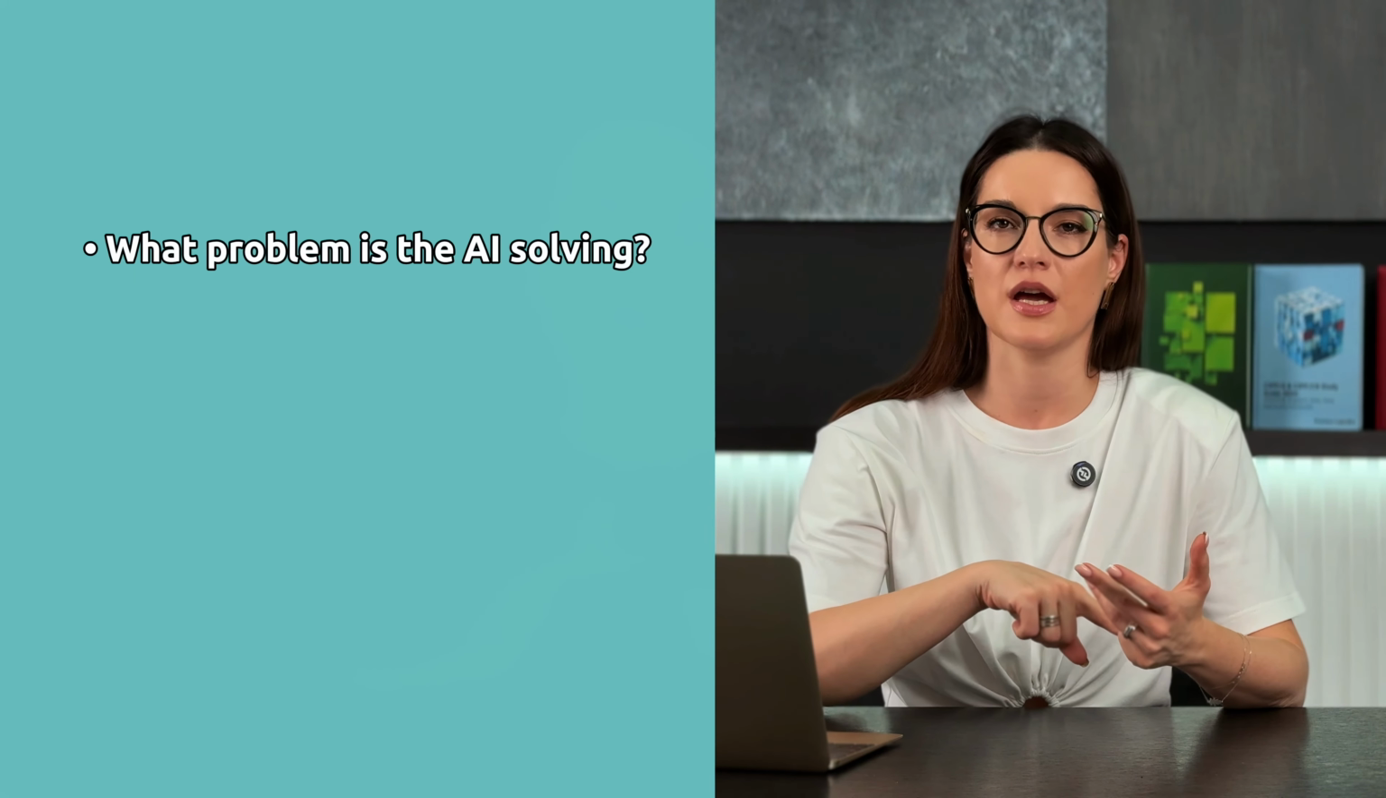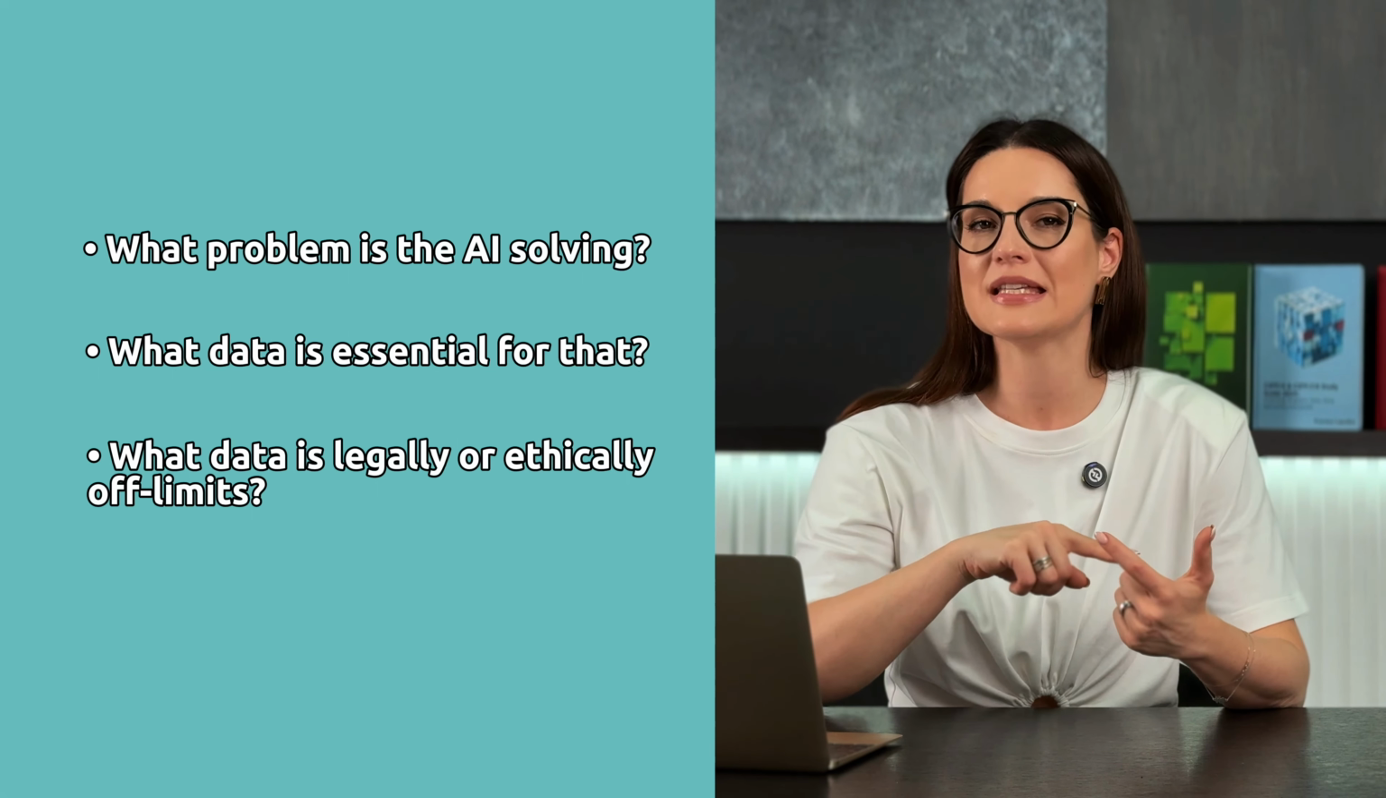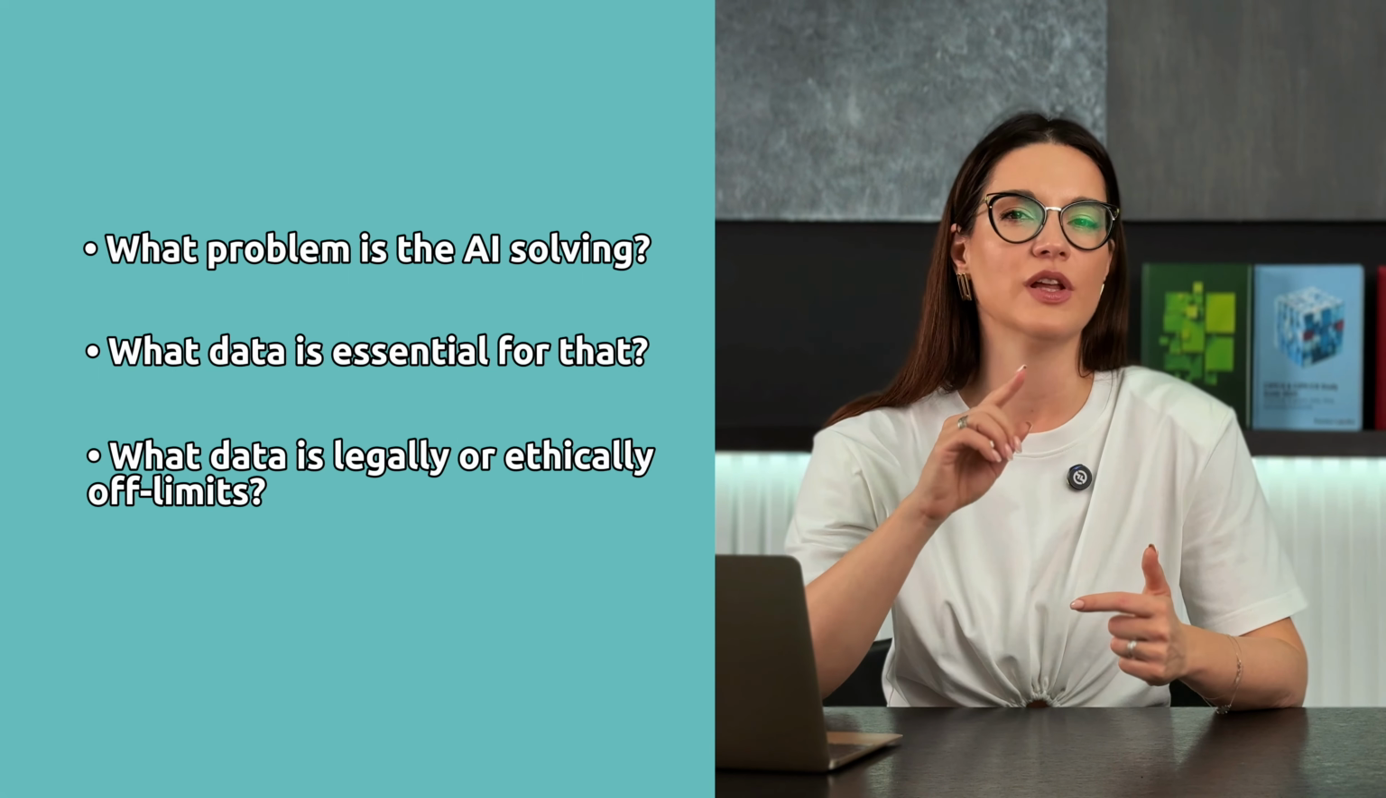Stage 2, development. Before AI models can be trained and developed as a child, there is a fundamental step that happens quietly in the background: data collection. And how this is done makes or breaks your AI project, both technically and legally. Before touching any data set, responsible teams ask, what problem is AI solving? What data is essential for that? What data is legally or ethically off limits?